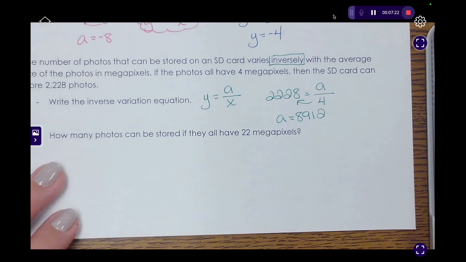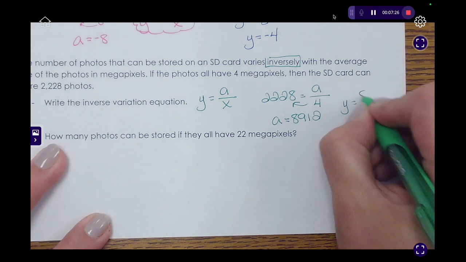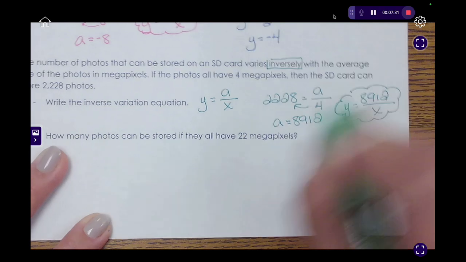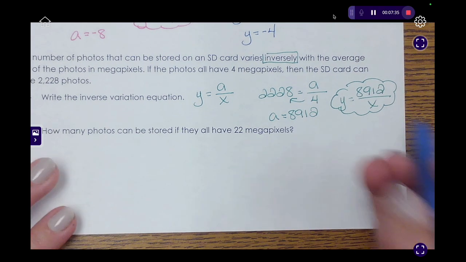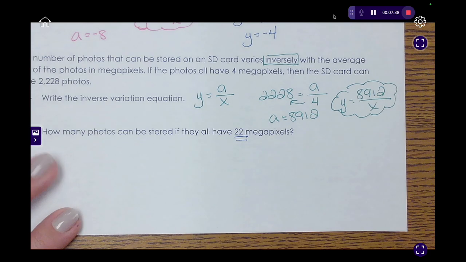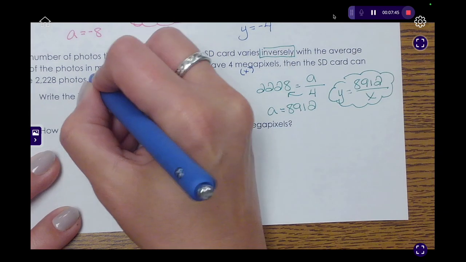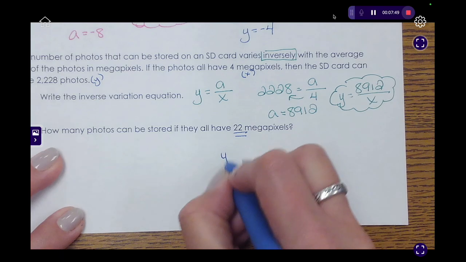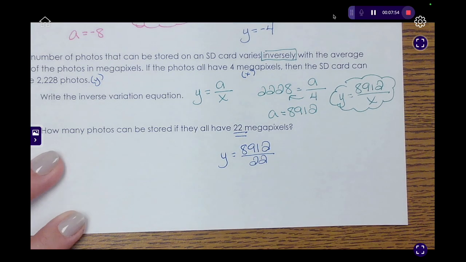So when it says write the equation, remember my equation is y equals, I'm going to have 8,912 over x. So that would be my equation. So now the second part, we are now going to use our equation and plug this in. So how many photos can be stored if they all have 22 megapixels? So remember, this is my x value, and the photos were my y values. So looking at that, I'm plugging that in for x. So I'm doing 8,912 divided by 22.